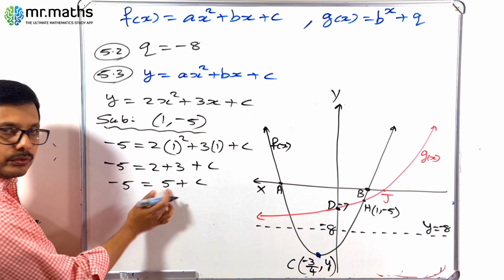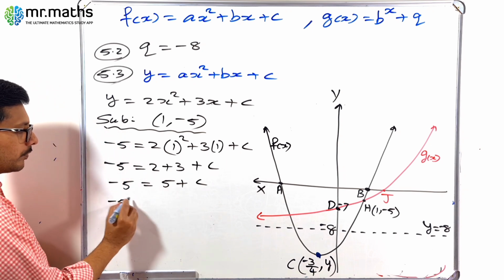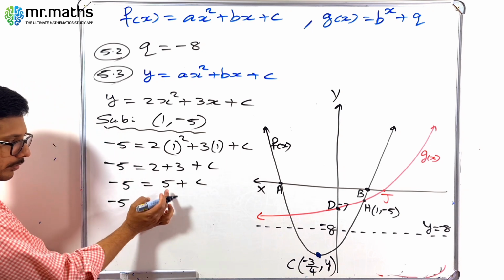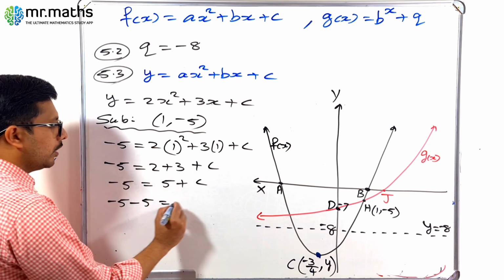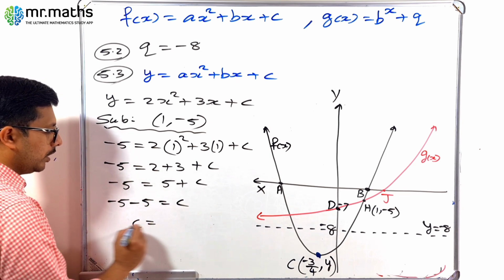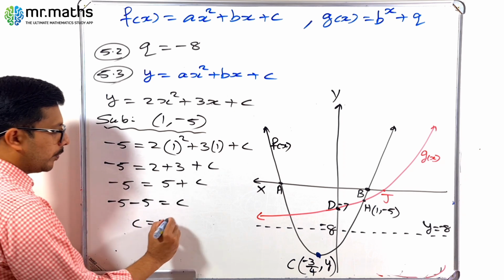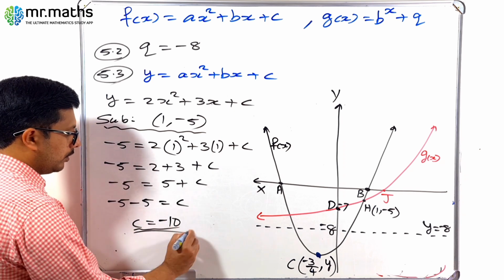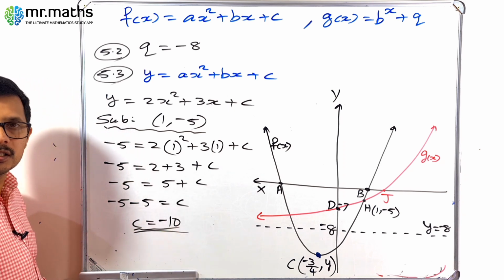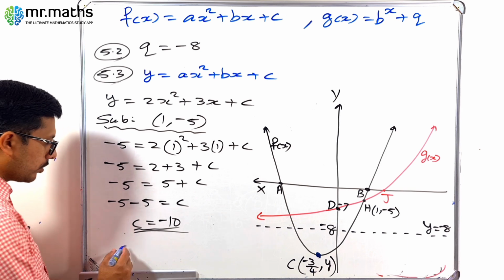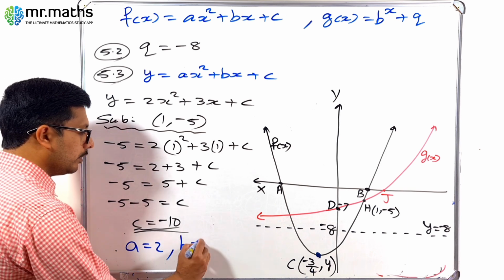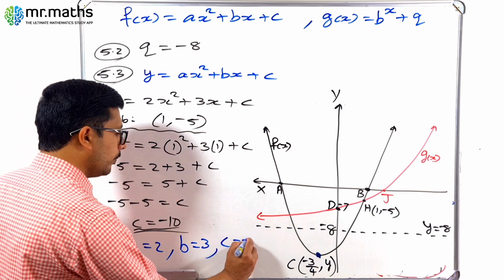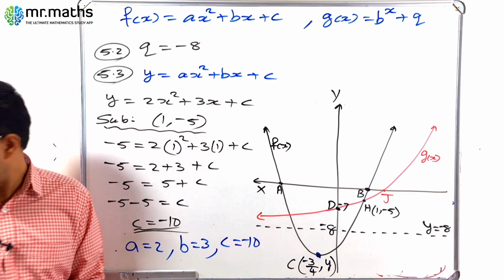Take this plus 5 to this side. When we take this 5 to this side, it is minus 5 minus 5 is equal to c. So c is equal to minus 10. So the value of c is minus 10. So what is the value of a? 2. What is the value of b? 3. What is the value of c? Minus 10. Let's check the question.